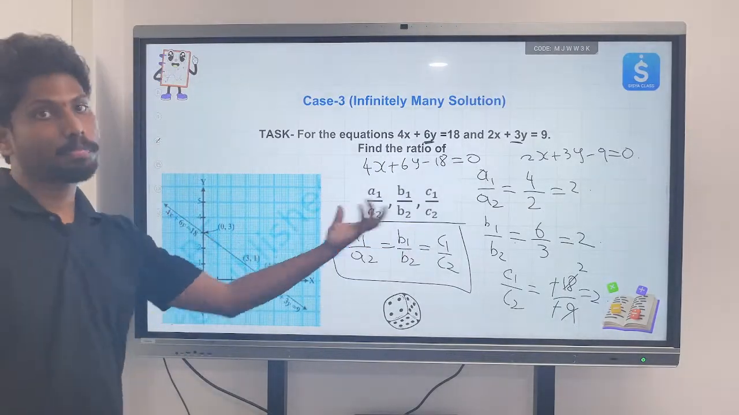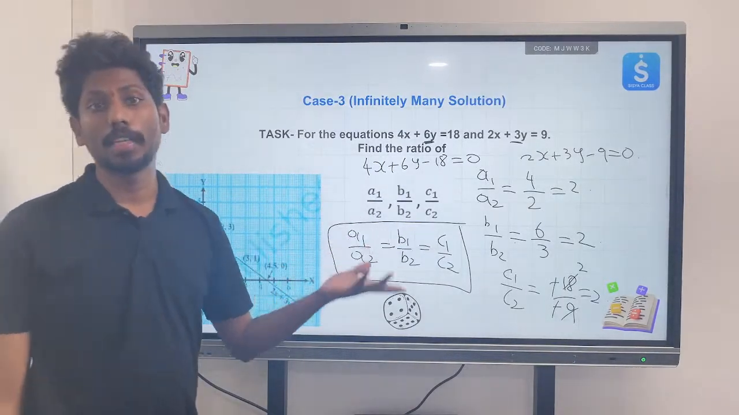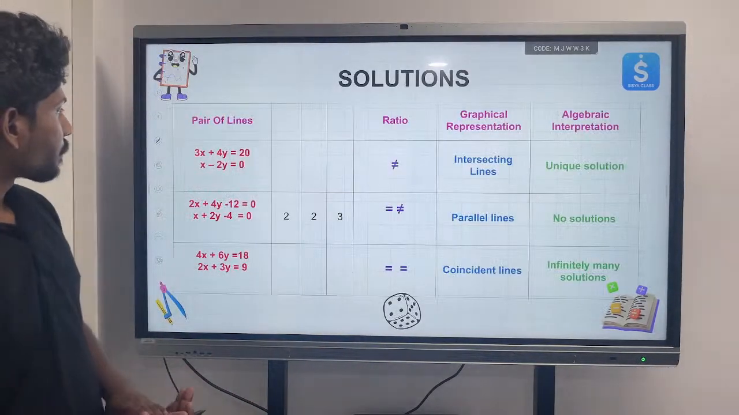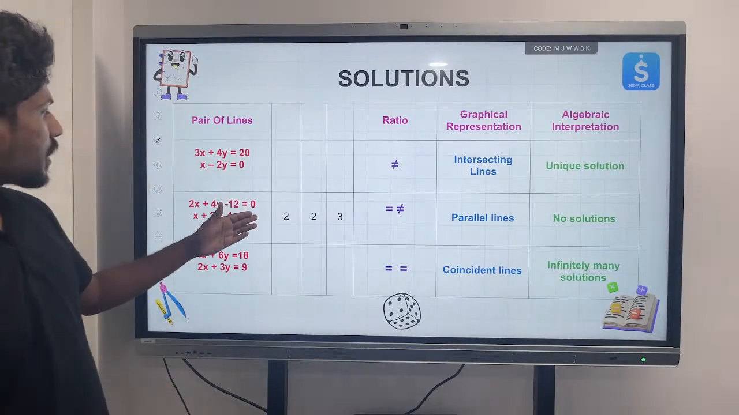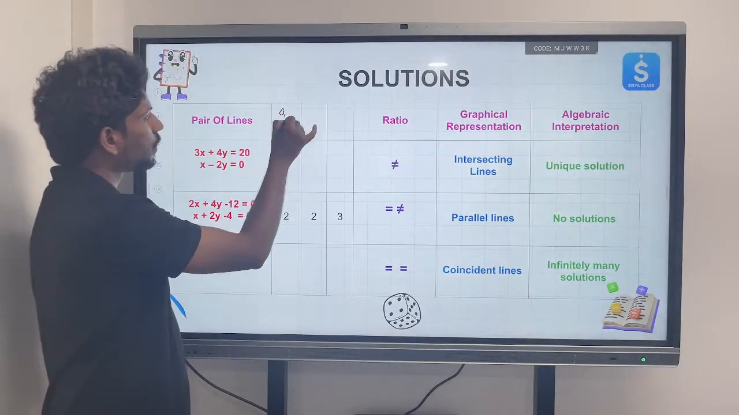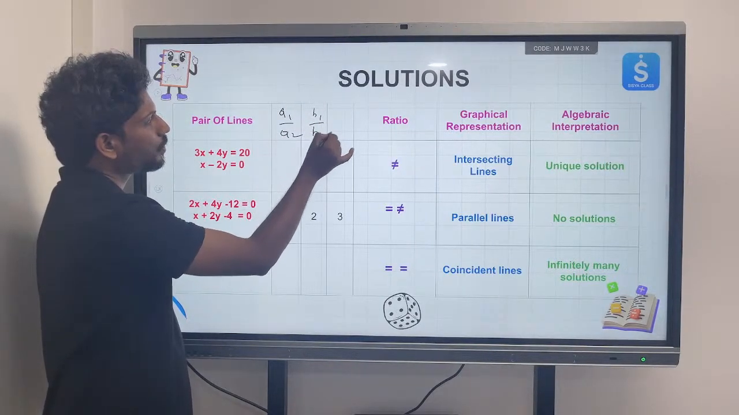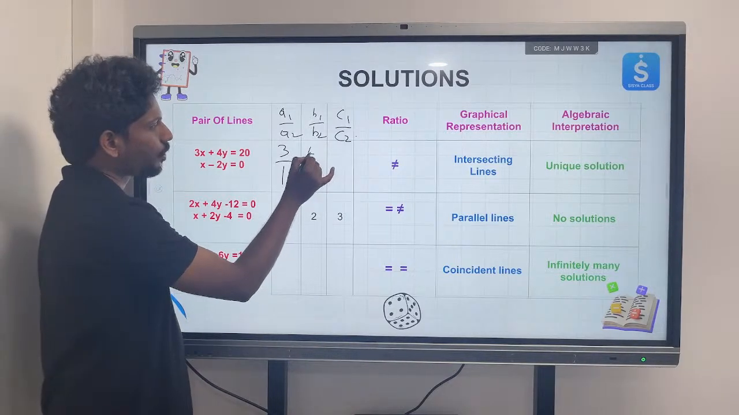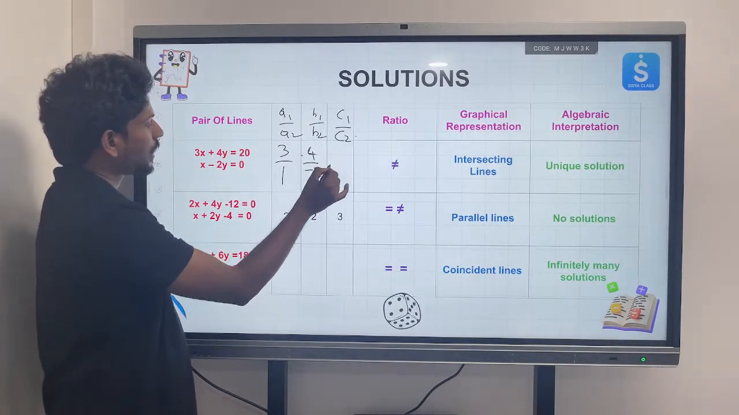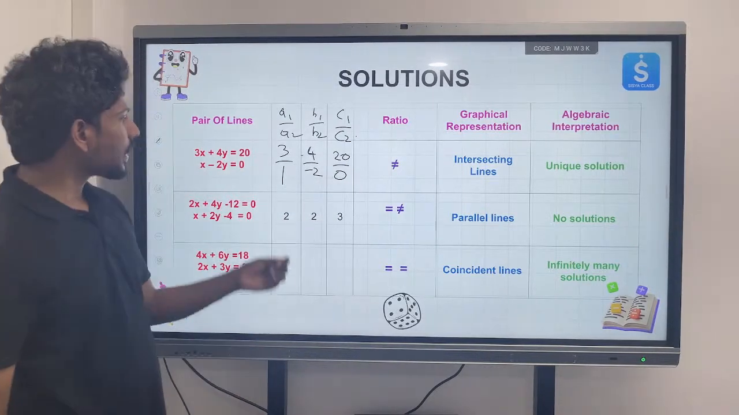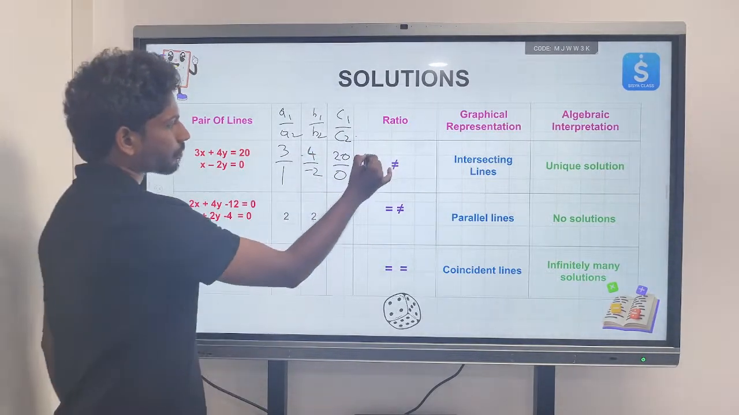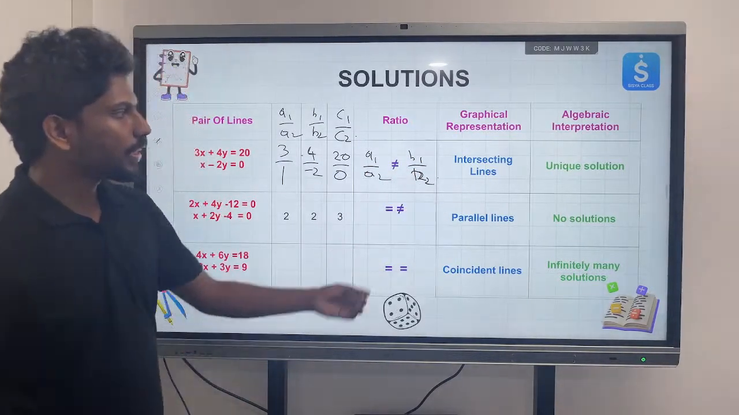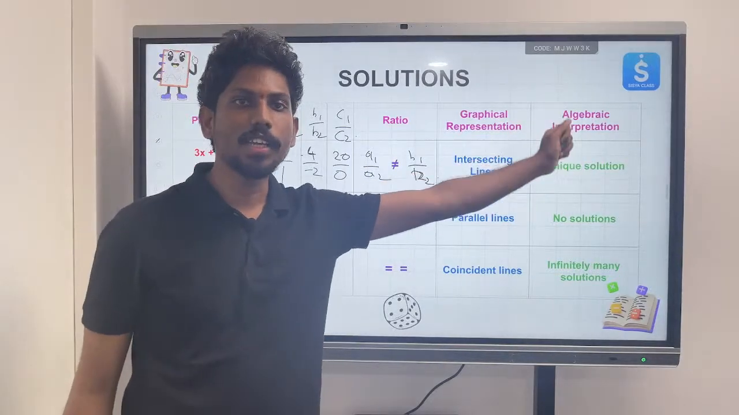So, whenever this case pops out, then you can say that it is having infinitely many solutions, right? So, let us try to put everything in a nutshell. If you see the pair of linear equations, what is a1 by a2, what is b1 by b2, what is c1 by c2? We have just found out that this is 3 by 1, this is 4 by minus 2, and c1 by c2 is 20 by 0. Can I say that a1 by a2 is equal to b1 by b2? No, a1 by a2 is not equal to b1 by b2. Hence, I can say that here it is intersecting lines, and hence it is having a unique solution, right?